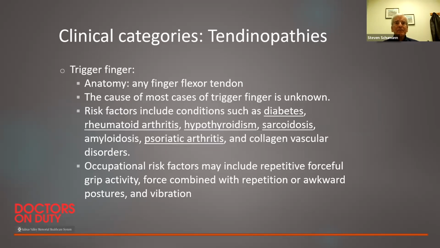Trigger finger, not something that in the industrial world work comp occurs terribly commonly, but certainly can. Anatomically, it can involve any finger flexor tendon. It's not an extensor tendon problem, it's a flexor tendon problem. And most times the causes are unknown, but there are risk factors that predispose and can really be the cause, particularly rheumatoid arthritis, but also diabetes, hypothyroidism, sarcoidosis, amyloidosis, psoriatic arthritis, other collagen vascular problems.